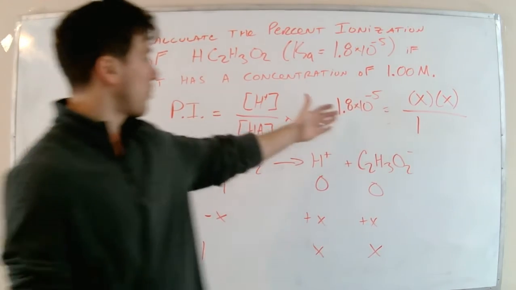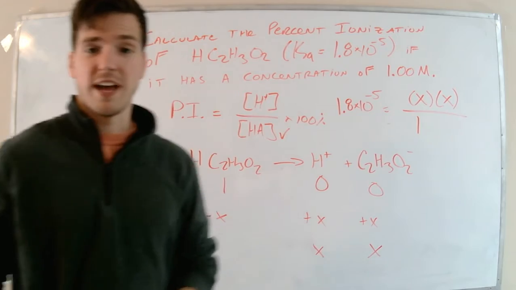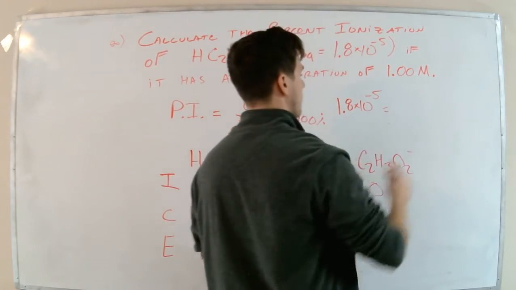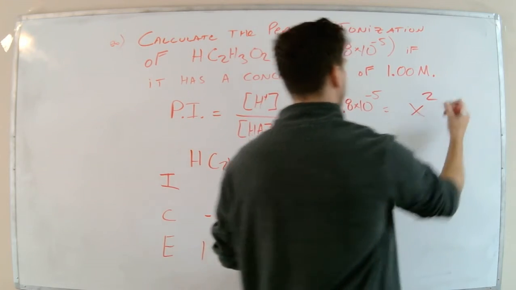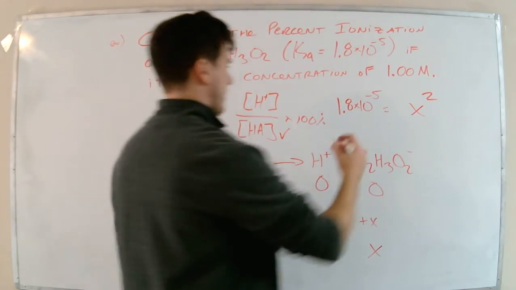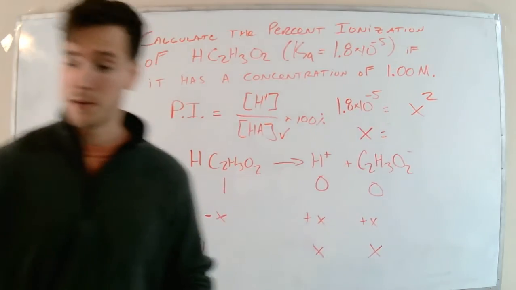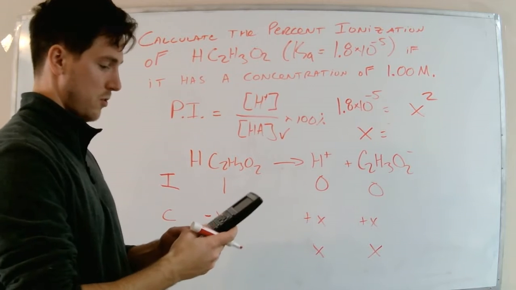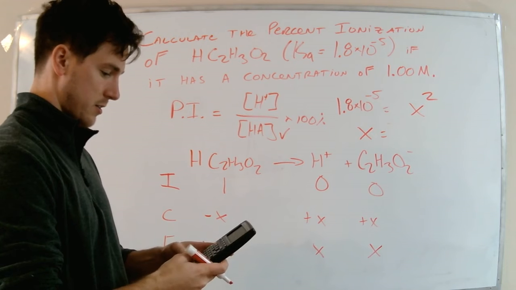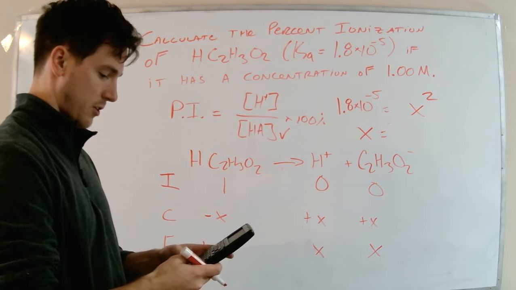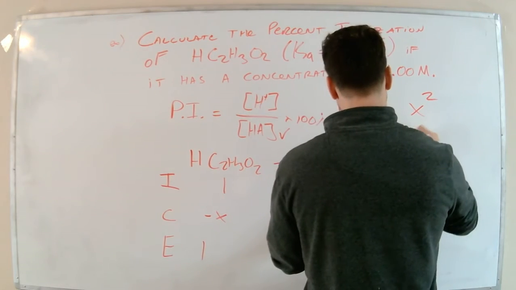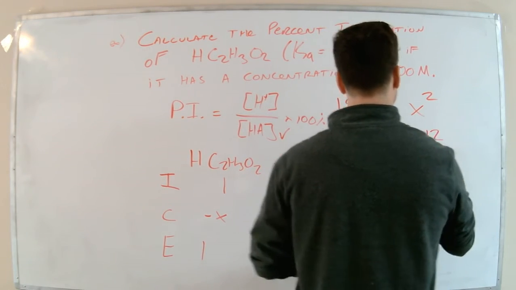And there you go. You got 1.8 times 10 to the negative fifth equals X times X, which is X squared over 1, which is essentially just 1.8 times 10 to the negative fifth equals X squared. Where when we solve for X, I don't know what we're going to get. I can't do that in my head. Let's do 1.8 e to the negative fifth to the 1/2, if you don't want to do the square root sign. 0.0042, that is our X.